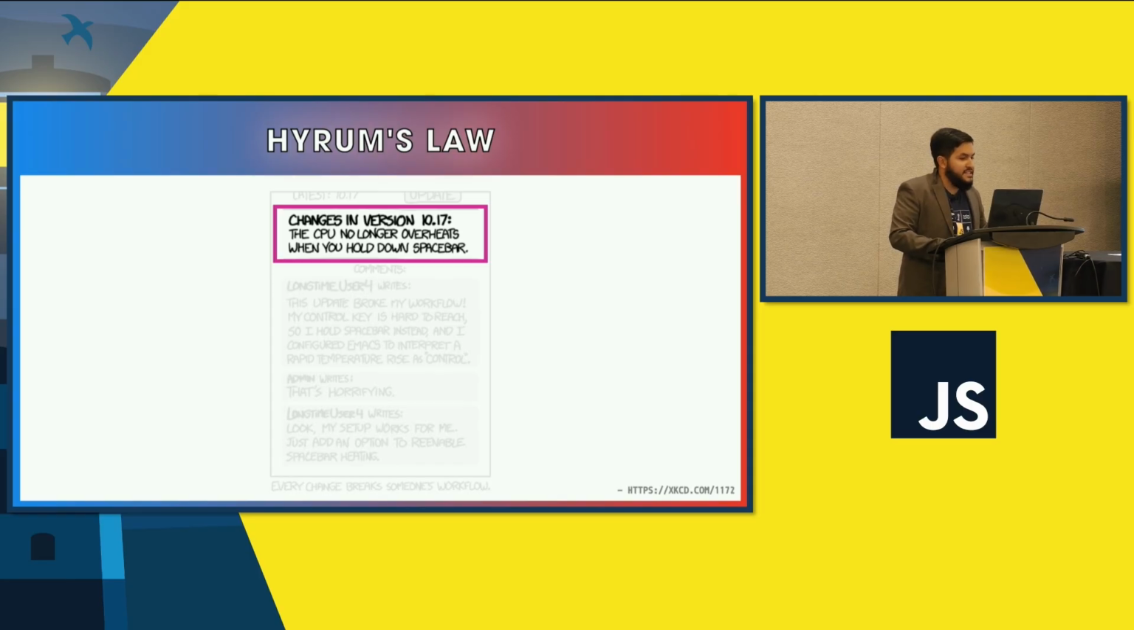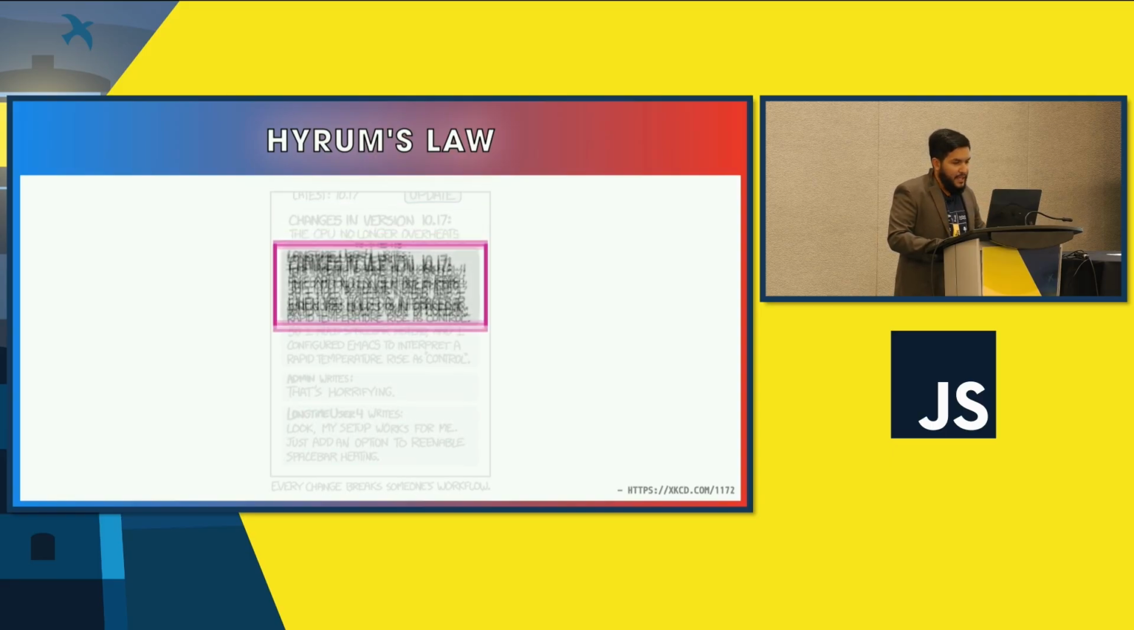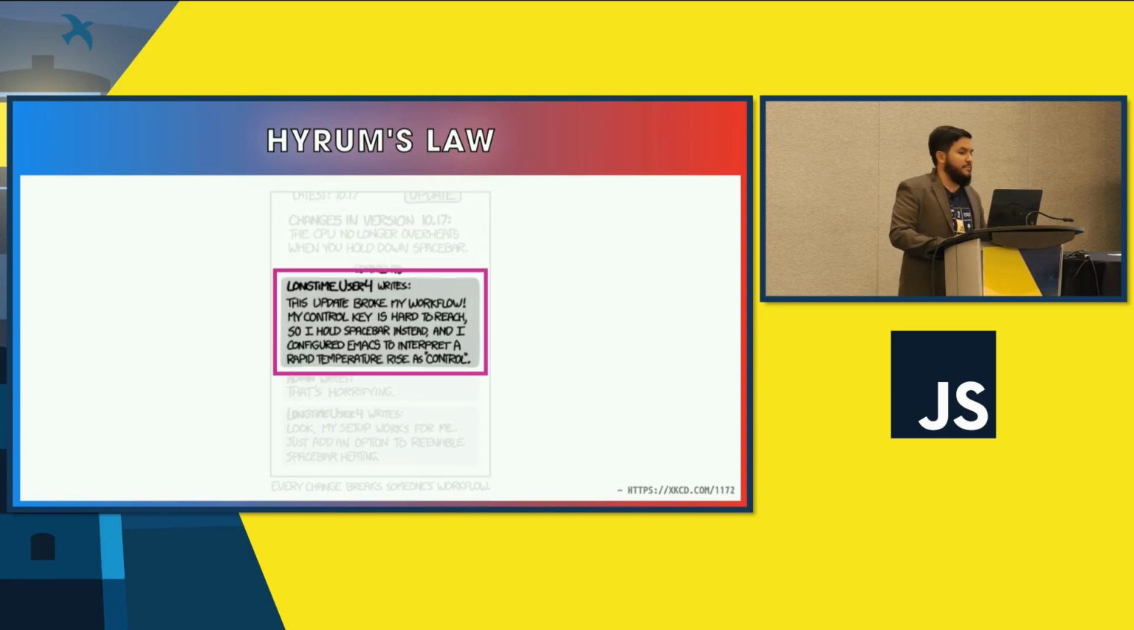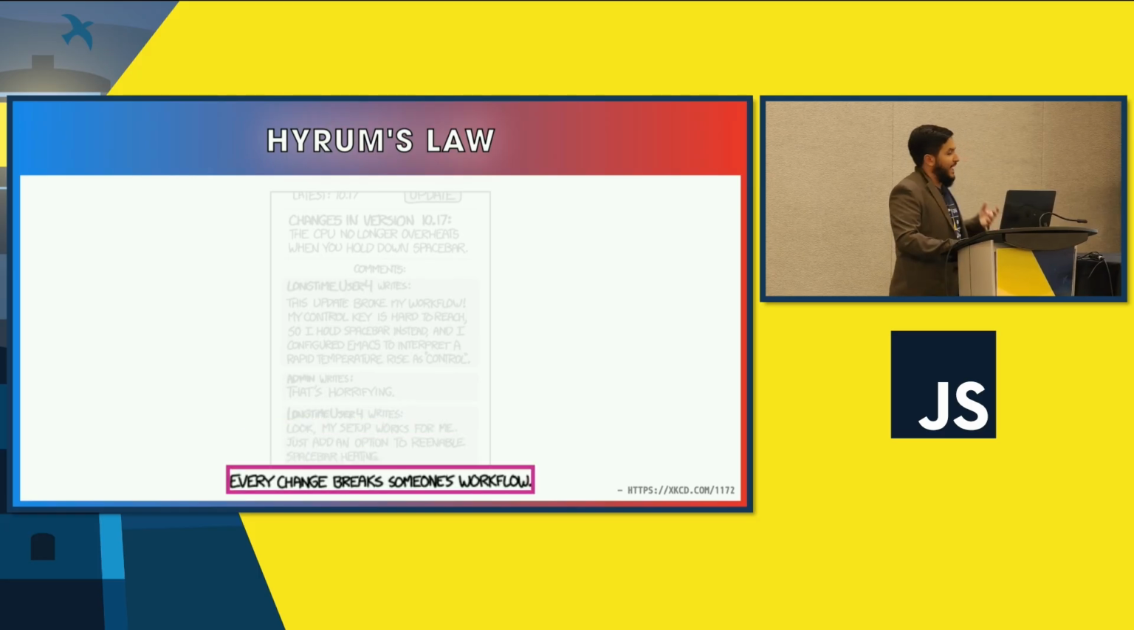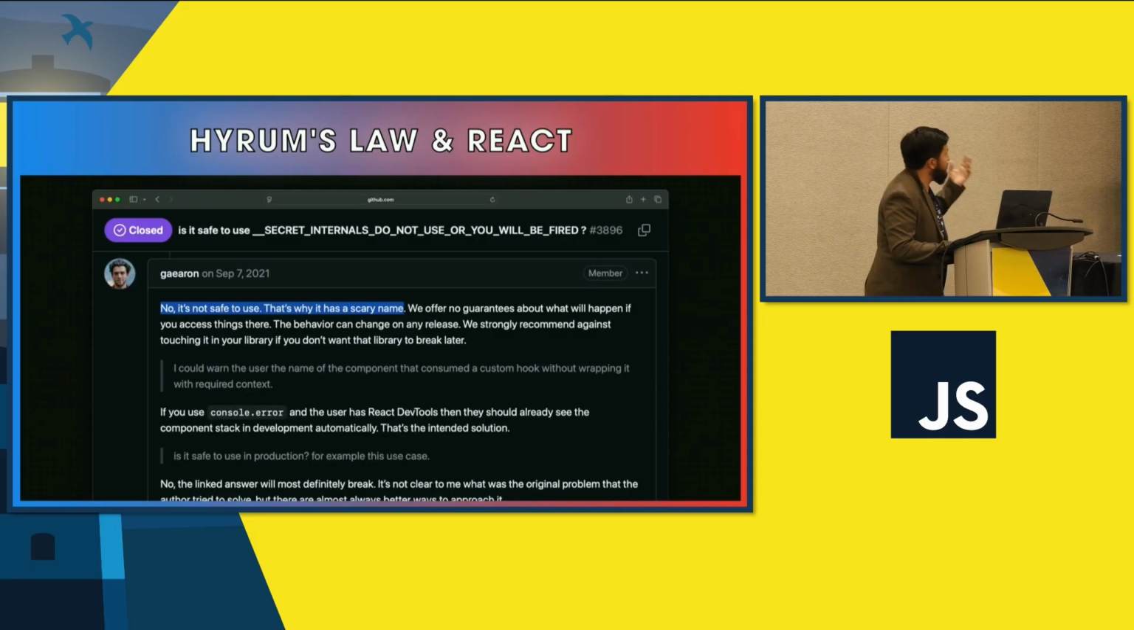So it says, the CPU no longer overheats when you hold down the spacebar. So they fixed something in this project. And then a user says, this update broke my workflow. My control key is hard to reach. So I hold the space bar instead, and I configured Emacs to interpret a rapid temperature rise as control. And then they go ahead and say, this setup just works for me, so please just add an option to re-enable the space bar heating. And besides this being really funny, the moral of the story is that every change somehow breaks someone else's workflow. And you can notice that in React too.